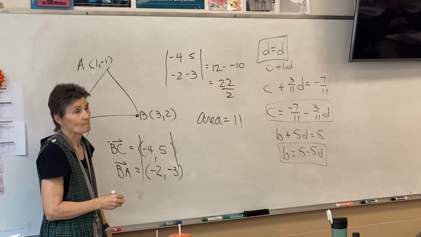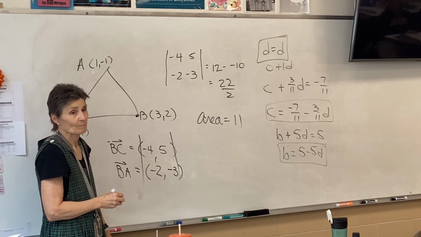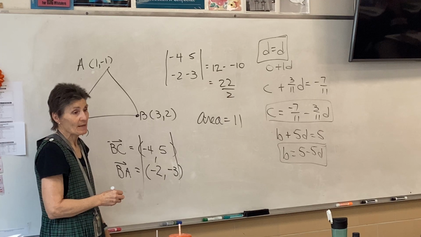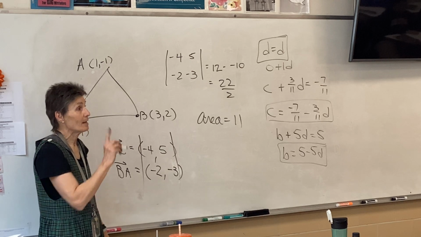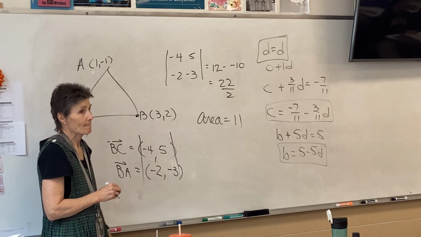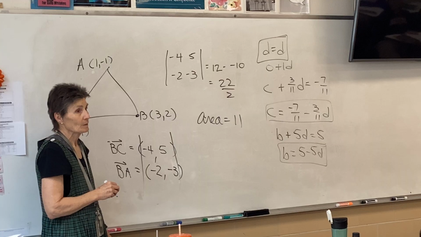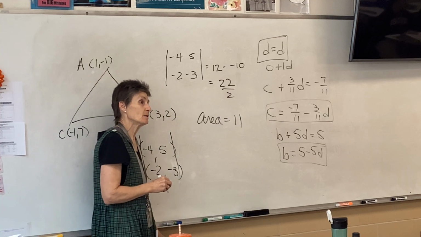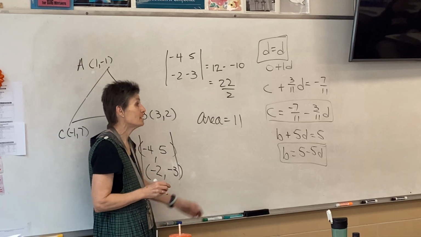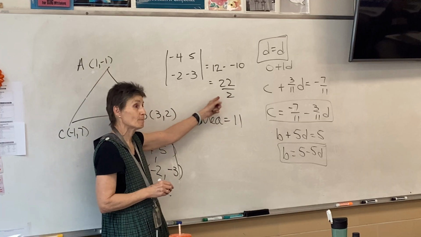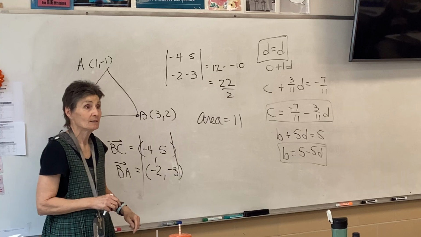Bro, I did something wrong. That is way faster than any other method that we have. And there's no round off. Remember, the area of the triangle is always 1/2 something, 1/2 base times height, 1/2 side times sine. So remember, after you find your determinant, you have to divide it by 2.